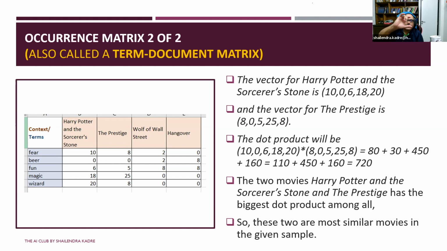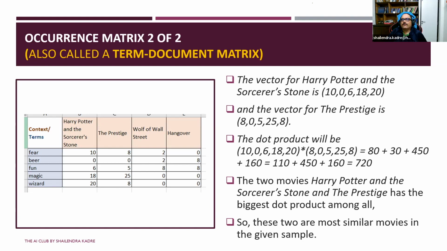Now Himanshu, tell me the vector for the Prestige movie. Fear 8 times, beer 0 times, fun 5 times, magic 25 times, and wizard 8 times. Okay, so now you have the vectors. Let us consider only 2 movies: Harry Potter and Prestige. The vector for Harry Potter is 10, 0, 6, 18, and 20. And for the Prestige, the vector is 8, 0, 5, 25, and 8.